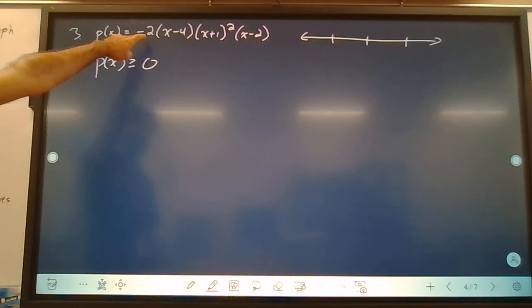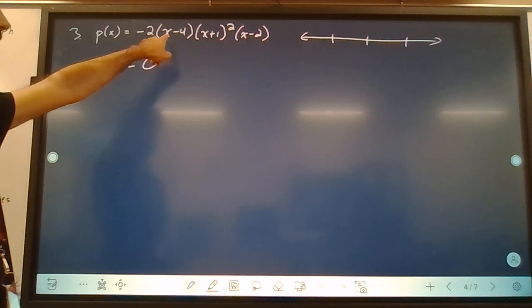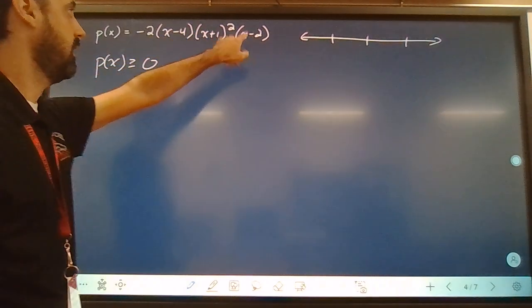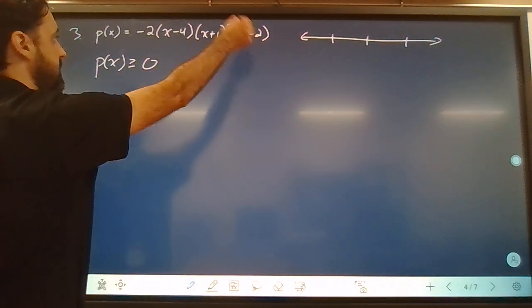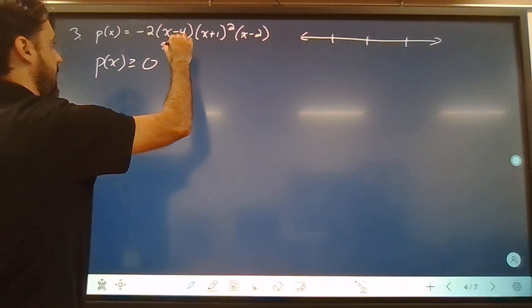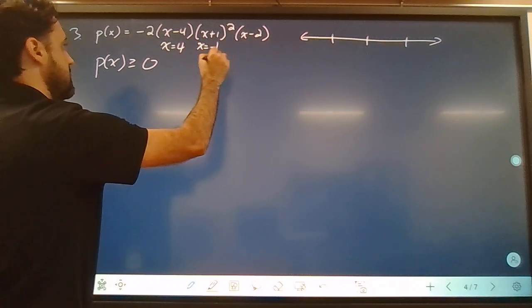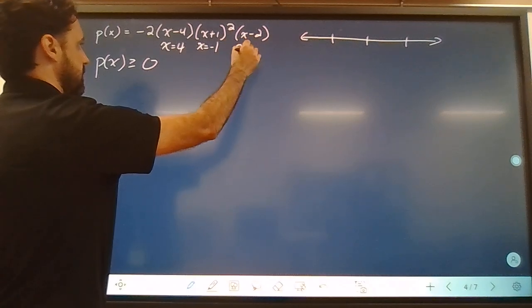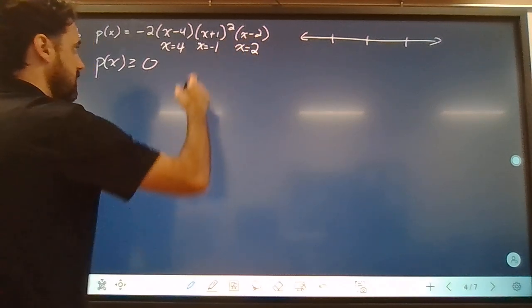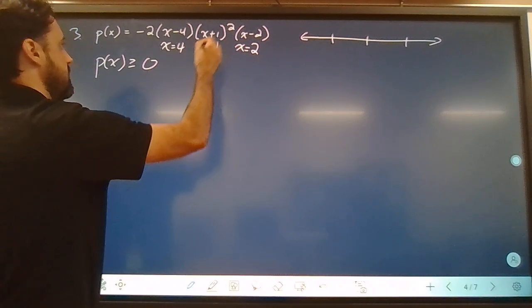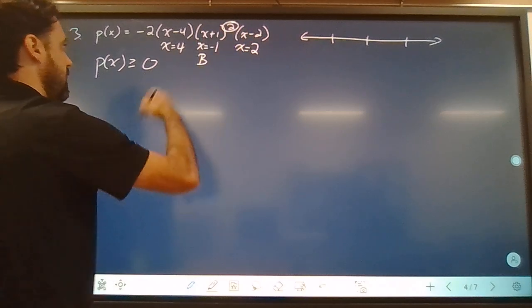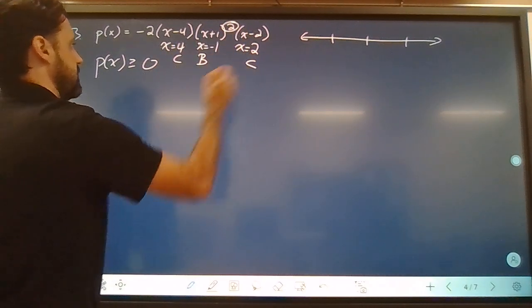So this doesn't have an x, so it doesn't give us a 0. These 3 all have an x, and so we take the opposite of what's inside. So x equals 4 is a 0, x equals negative 1 is a 0, and x equals 2 is a 0. Also, negative 1 is going to bounce because it had an even exponent. The other 2 are going to cross, and cross.